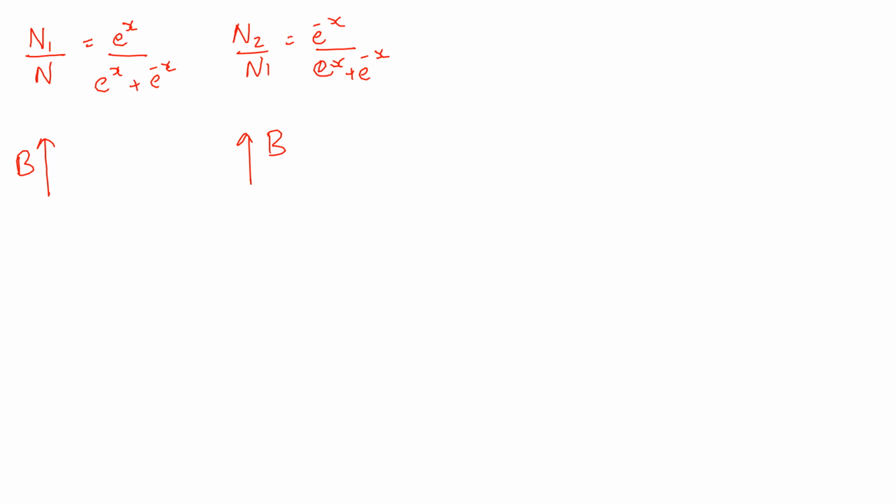Now let this be the direction of the external magnetic field applied, B. Then in the lower state, the mj values are minus j, so in the lower state mj values are minus half. So you have to draw that opposite to the direction of the applied field, that is, mj values are in this direction. But the magnetic dipole moment will be in the same direction as the applied field.